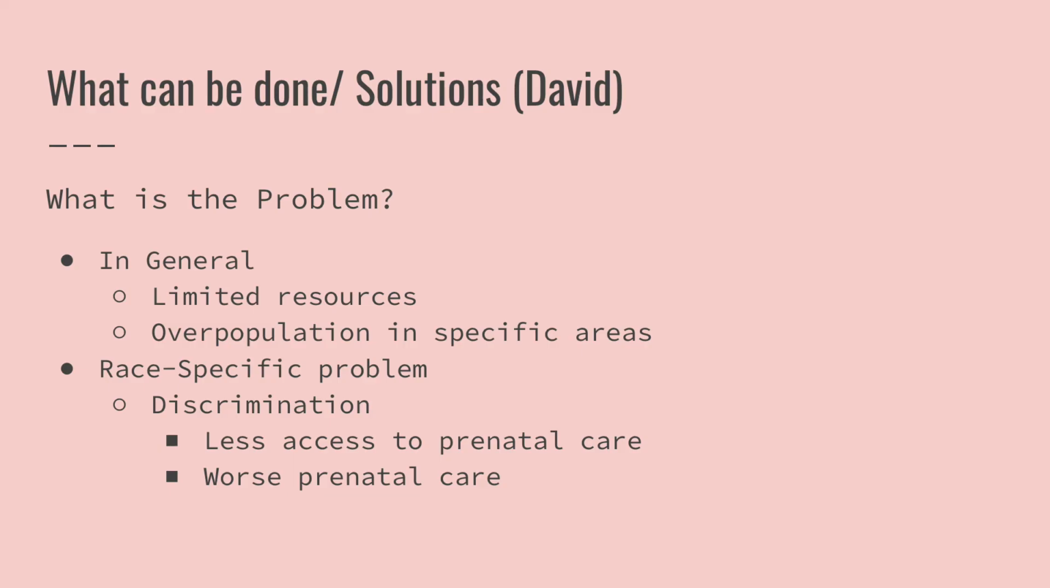Before looking into the solutions for maternal and infant mortality, we must first distinguish the core problems that cause it. In general, the two core problems are limited resources and overpopulation that causes these limited resources. But there's a bigger problem that has to do with maternal and infant mortality, and that is the fact that race plays a big role in the mother's and infant's chances for life. The core problem that contributes to this is discrimination against people of color. Research shows that in general, African Americans have less access to prenatal care, and even when they get it, it tends to be less helpful.